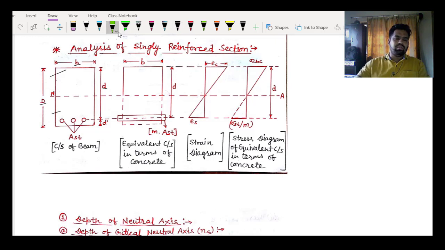You all know the need of converting the section into a homogeneous one is to analyze the stress-strain effects on that particular cross section. So we have transformed this section into a homogeneous section in which the steel, in terms of concrete, is termed as m Ast. This is the strain diagram, where the strain for steel in tension is epsilon s and for concrete is epsilon c, and as it obeys Hooke's law it is proportional, so the graph is linear. In the stress diagram for the equivalent cross section, the maximum stress on concrete is sigma cbc.